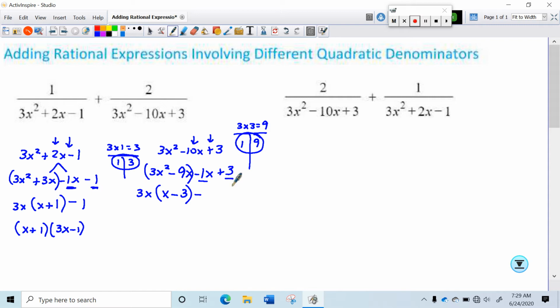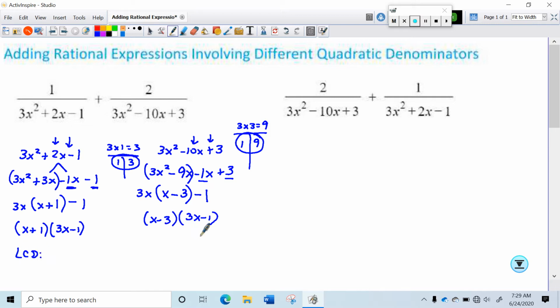Now on these, 1 and 3, there's not a common factor, but you can always divide by 1. So if you don't have anything in common with these two, you have to put a 1. So that's x minus 3 times 3x minus 1. All of that to get my LCD.